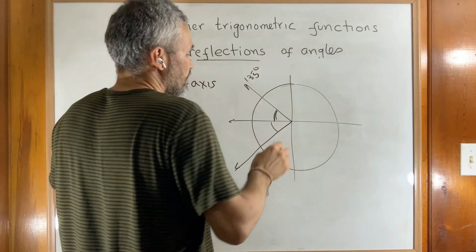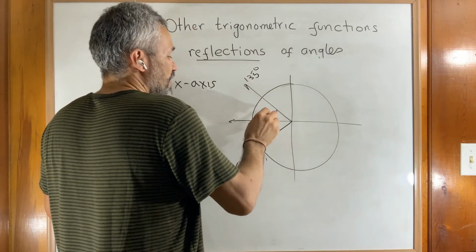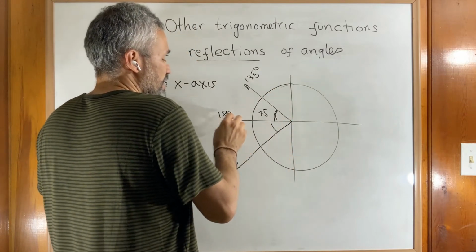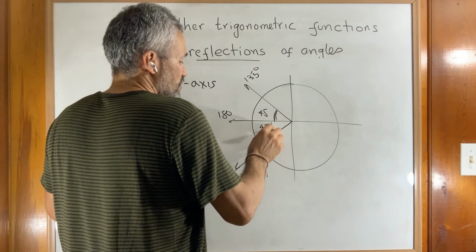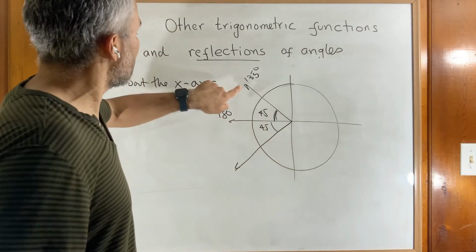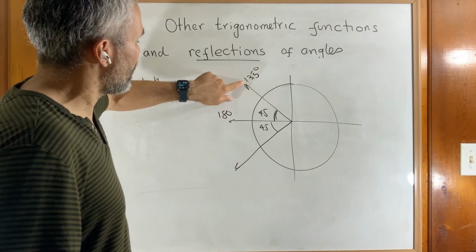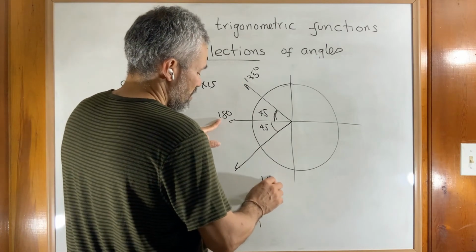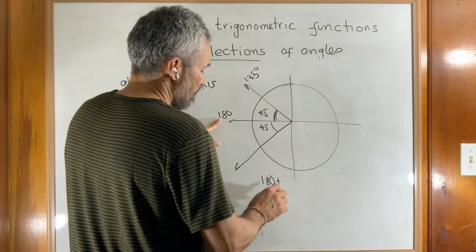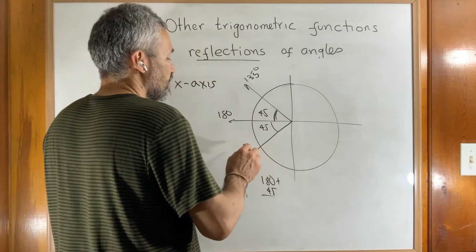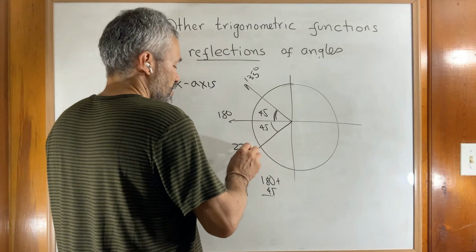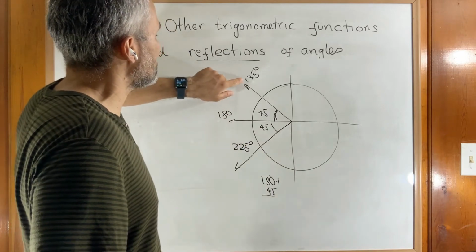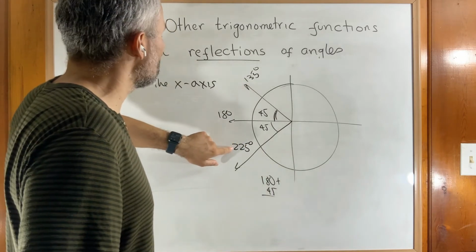For 135 degrees, this angle here is 45. Remember, this is 180, and therefore this angle is also 45 degrees. Then the reflection about the x-axis of 135 is 180 plus 45, which is 225. Then the reflection about the x-axis of 135 is 225.